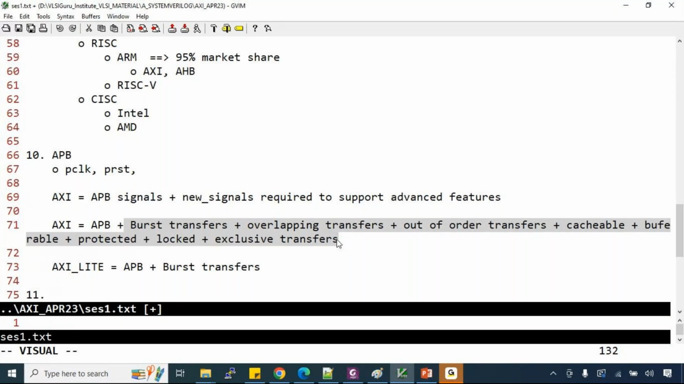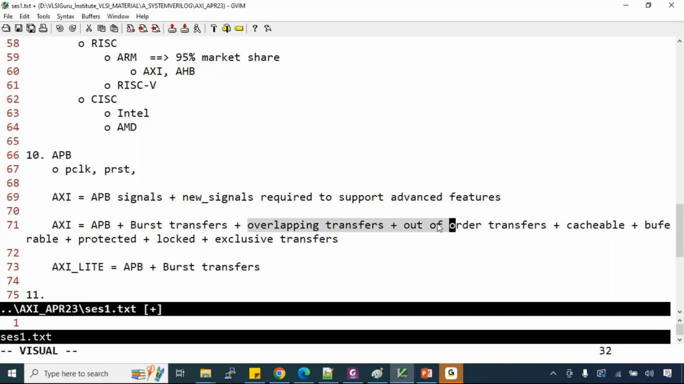To support those additional features, you need additional signals. For example, in APB, there is a concept of slave selection. For that, what is the signal added? PSEL. If PSEL is not there, can you do a slave selection? No. So the concept of slave selection is only possible because PSEL is there. Same way, to support burst transfers, we need an additional signal called AWBURST or ARBURST. A separate signal is required.